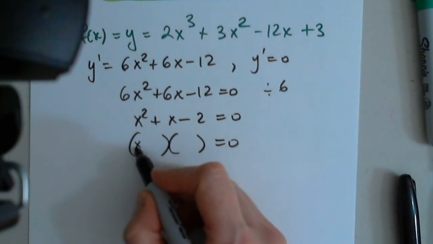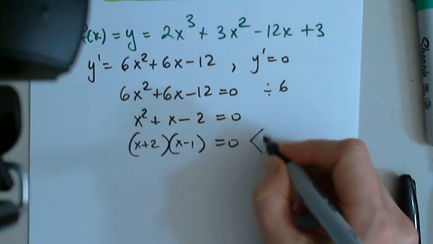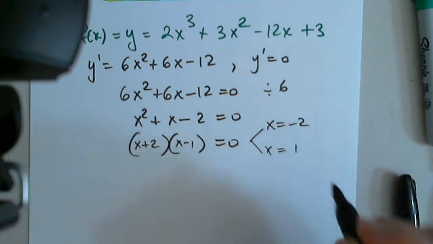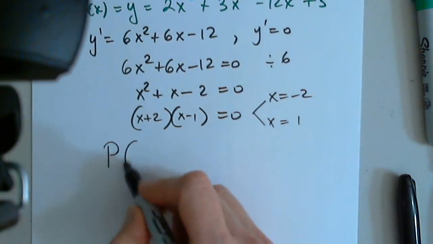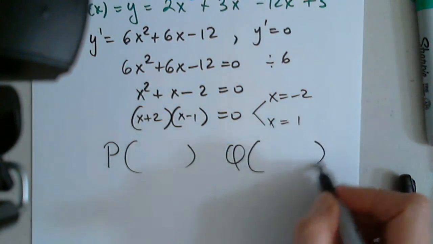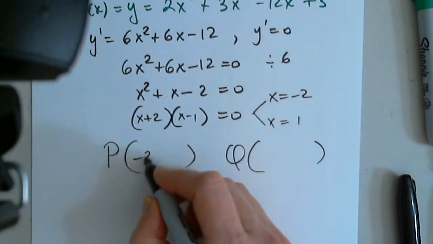And this is x plus 2 and x minus 1. And then we have x equals -2 and x equals 1. But since we're asked to find the points, you don't have to name them P and Q. You don't have to name them at all. But you have to find the point.